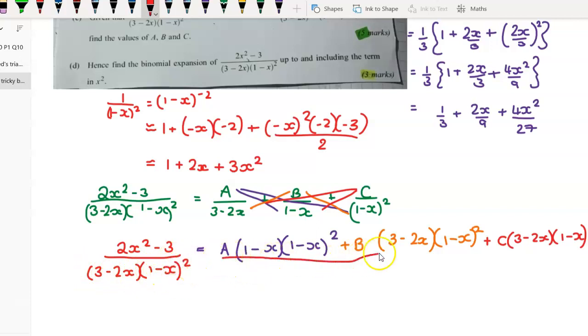Okay, now all this on this side is all over that common denominator of 3 minus 2x times 1 minus x times 1 minus x all squared. Now you can see the denominators aren't the same on both sides. This one here has got an extra 1 minus x in it. And that's really important because that's what we need to cancel out now.